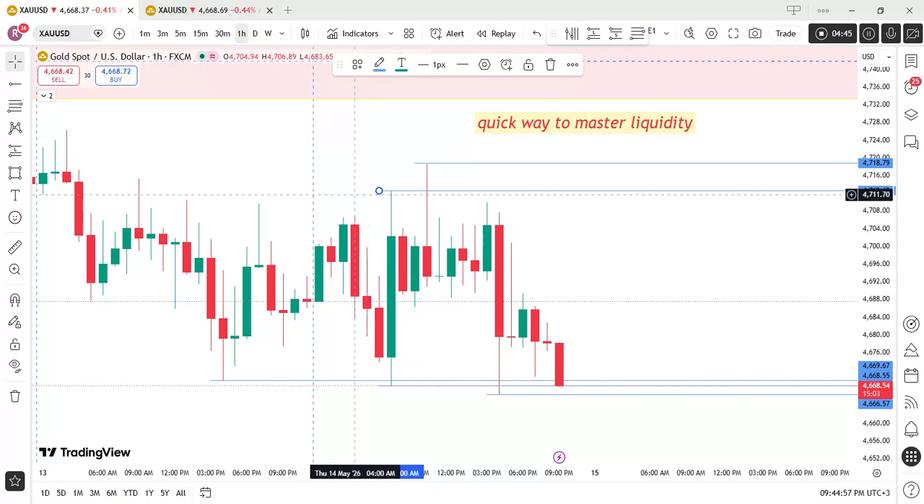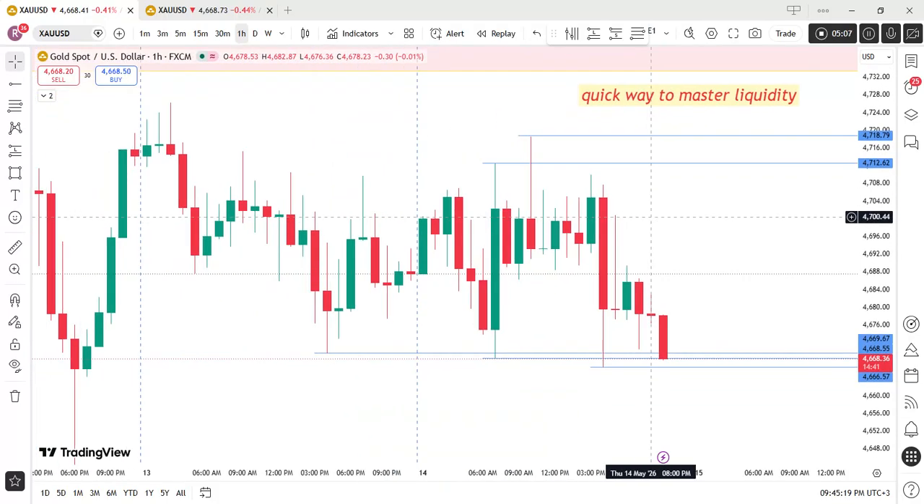There was Asian liquidity resting above here, buy side liquidity. What does the price do? Price comes and takes it out. After taking it out, that candle comes back and closes in, it wicks it. This is a perfect example of a liquidity sweep. Sorry, not liquidity grab, liquidity sweep. It has been swept there.